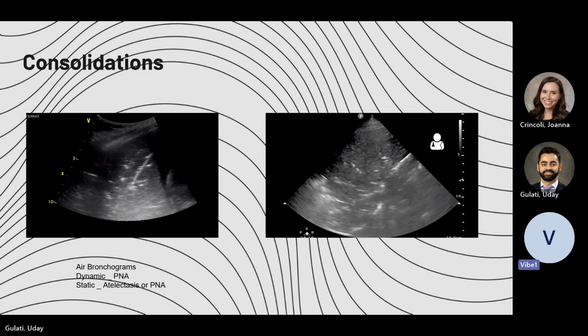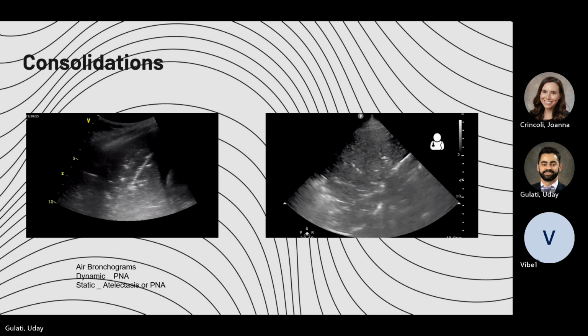Yes, yes. Right, so that's what you're trying to practice today when you go to that practice session. What you're trying to differentiate is between static and dynamic air bronchograms. I don't have this in the slide, but really what you're trying to say is dynamic air bronchograms is pneumonia. Static air bronchograms can be either atelectasis or pneumonia.